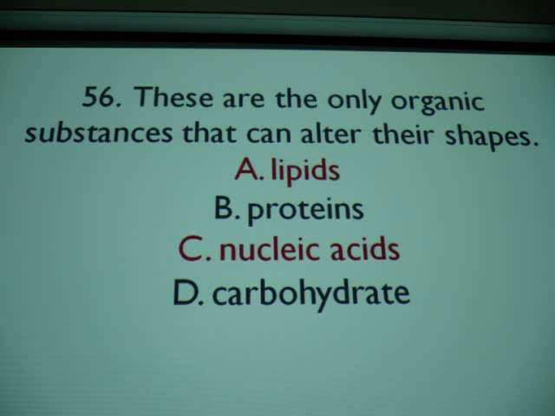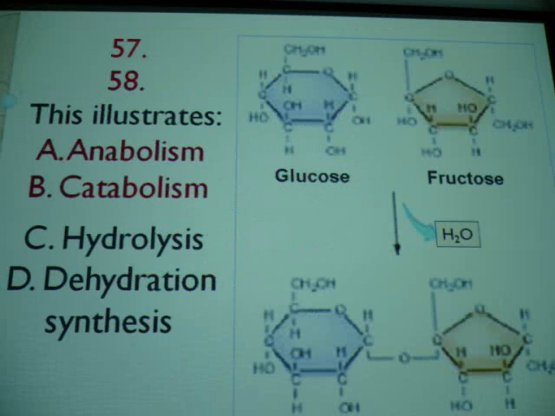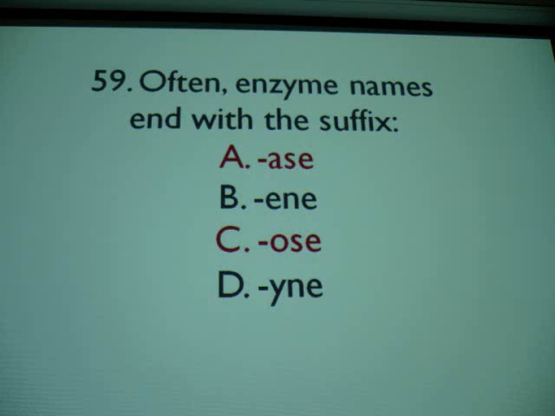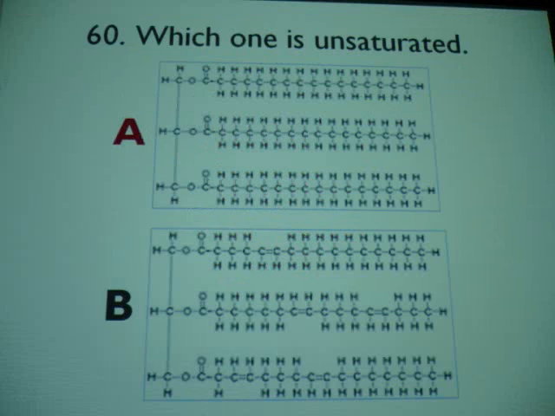The only one of those that can change its shape is protein. Open the door, close the door, is a protein. Now this time, I am removing water and making them hook together. So first off, they're joining, so it's going to be anabolic. And I'm removing water to make them join, therefore it's synthesis. Enzymes, we end with what? We use ase. Not always, but most times. Which of those two is unsaid?